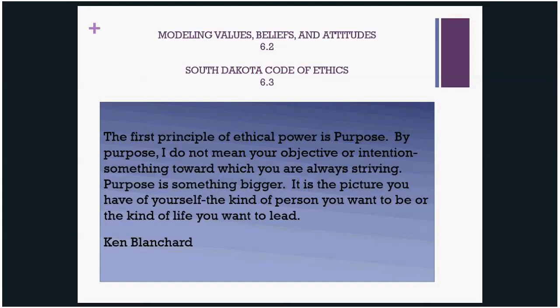I think this quote really takes these last two components down to that question of who are you? Who are you really with regard to your values, your beliefs, and your attitudes? And if you really know that, that will come through, I think, in all that you do as a leader in your school. According to the handbook, effective principals display values, beliefs, and attitudes that inspire others to higher levels of performance and comply with the South Dakota Code of Professional Ethics.